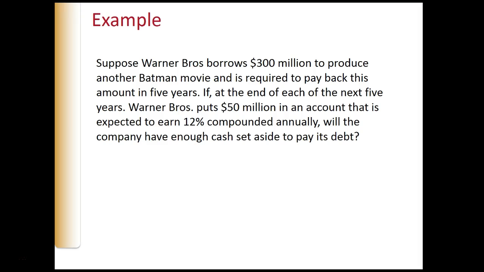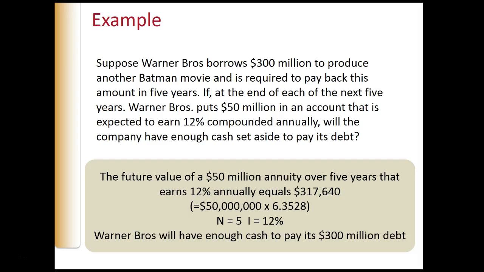Let's look at an example. So let's suppose Warner Brothers borrows $300 million to produce another Batman movie and is required to pay back this amount in 5 years. If at the end of each of the next 5 years Warner Brothers puts $50 million in an account that is expected to earn 12% compounded annually, will the company have enough cash set aside to pay its debt? Well, the future value of a $50 million annuity over 5 years that earns 12% annually is going to equal $317,640. How do we calculate that?